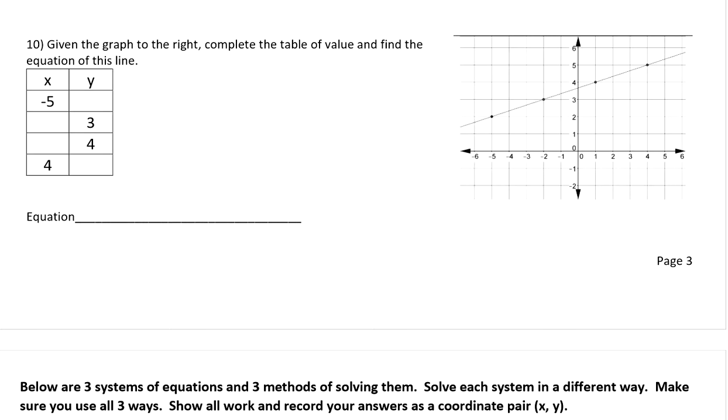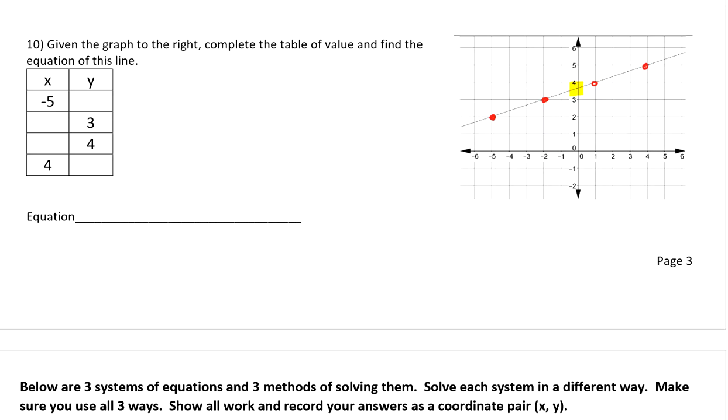Given the graph to the right, complete the table of values and find the equation of the line. Well, one of the things is there were some very clear points that were given here, and I'll highlight them in red. One thing that is difficult to see, however, is the y-intercept. That's not an easy point to locate. So we're probably going to have to compute that. We're not going to be able to read it from our graph.